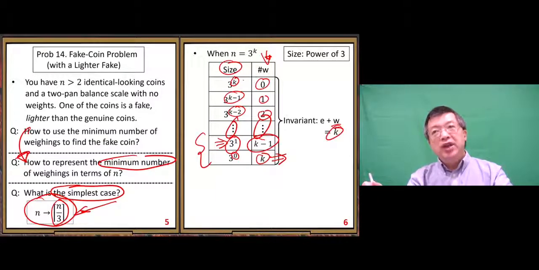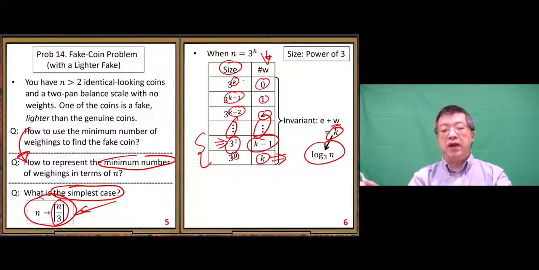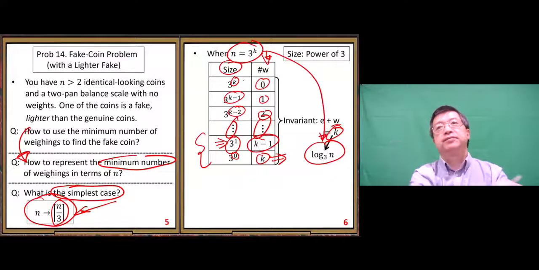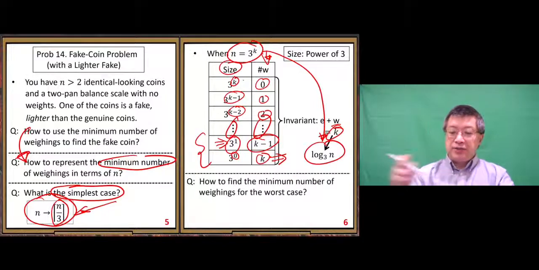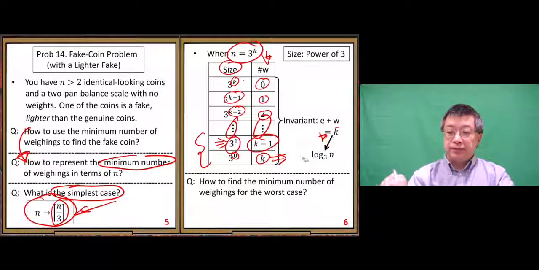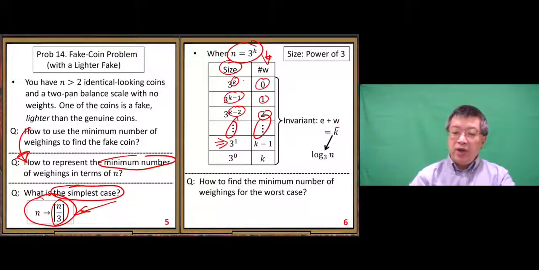But we need to write it in terms of n. So it is log base 3 of n. So for this special case, we find the answer. All right. So next, how to find the minimum number of weighings for the worst case.